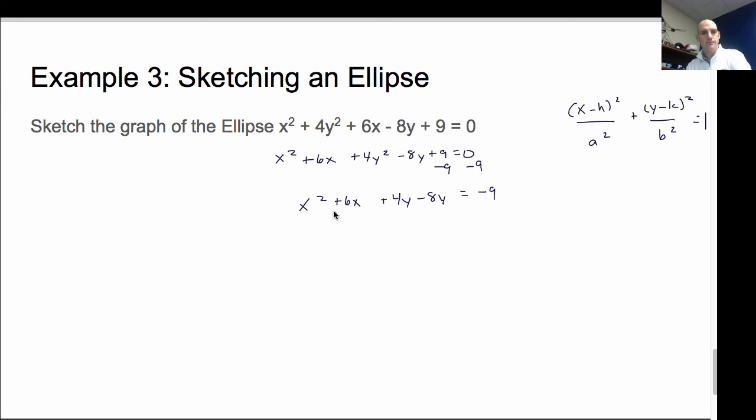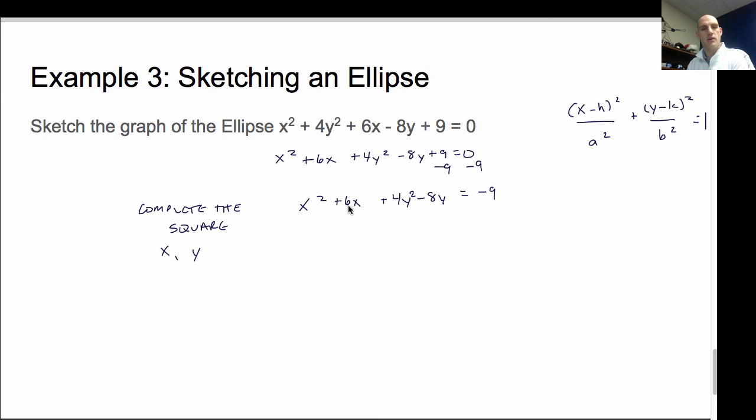Excuse me. And now I've got two things. This should be squared. I've got two things that I need to complete the square with. I've got to complete the square on my x term, and I'm going to complete the square for x and y.